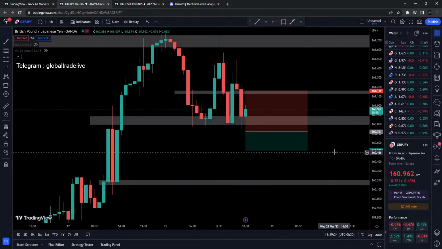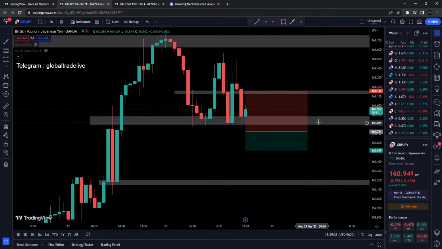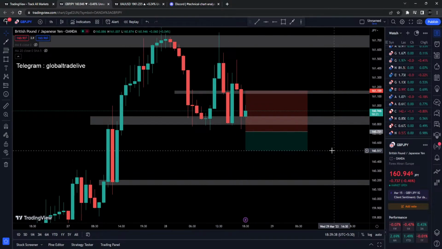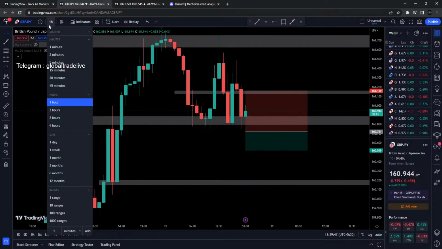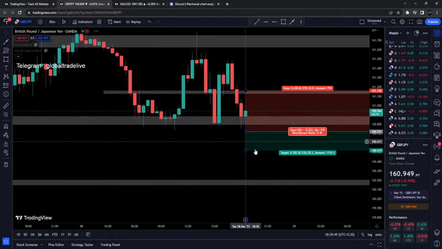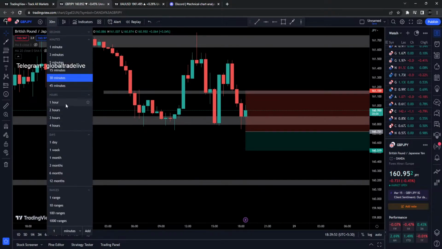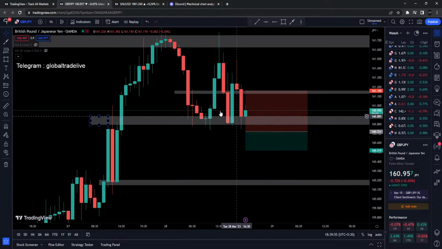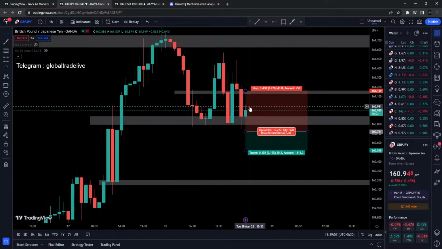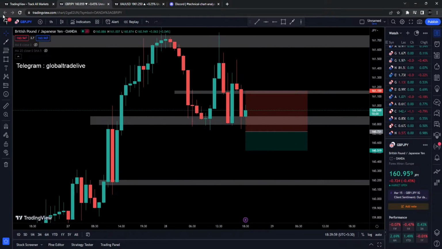So yeah, let's see what happens. Still got 50 minutes left for the current candle to go. So maybe we might see a downfall in GBP JPY in the next 30 minutes. But I'm gonna take the trade in the 1 hour time frame only, because I'm really comfortable looking at the 1 hour rather than the 30 minutes.